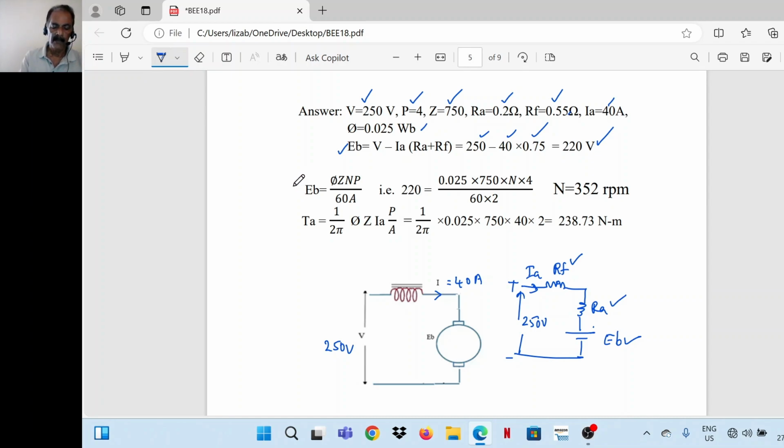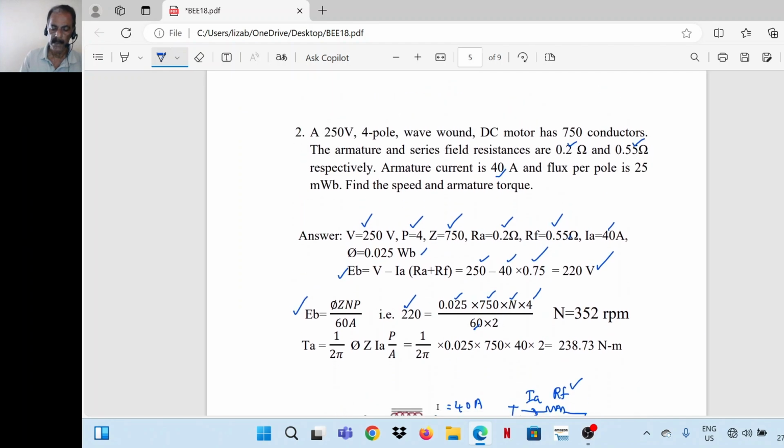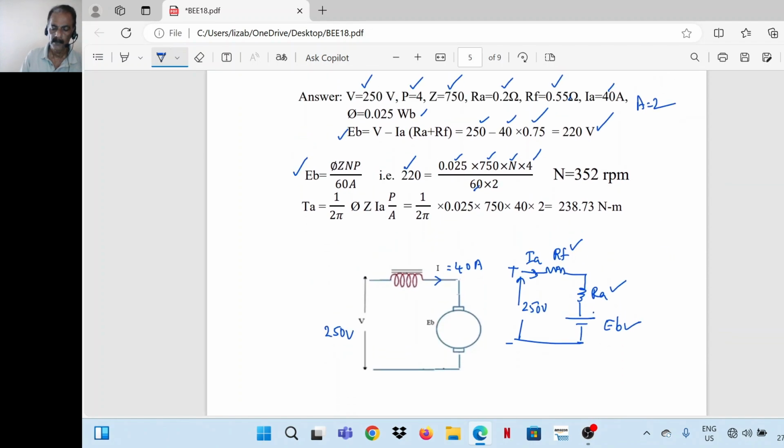Again, speed can be found from this relation. So EB is equal to phi ZNP by 60A. EB we got, that is 220 volts. It's equal to 0.025 ZNP, P is 4, divided by 60A. A is equal to 2 because it is a wave wound machine. So for solving this, N is equal to 352 RPM.